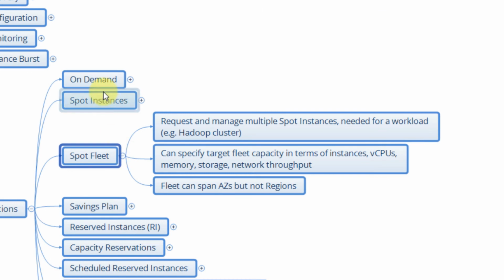A spot fleet is an extension of spot instances. Essentially, with a spot fleet, you can request and manage multiple different spot instances that are needed for your entire workload. Let's say you're running a Hadoop cluster. For that, you can use this. So for a spot fleet, you can say what target capacity you need in terms of number of instances, vCPUs, memory, storage, network throughput, and so on. And AWS takes care of maintaining that capacity. This fleet can span availability zones, but it cannot span regions.